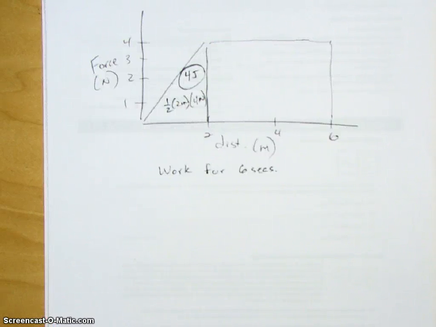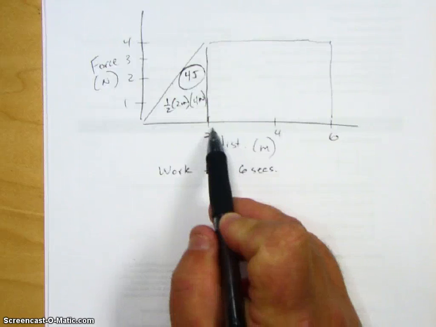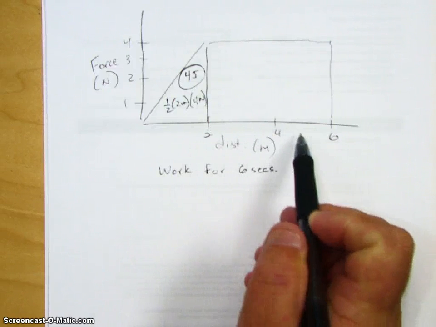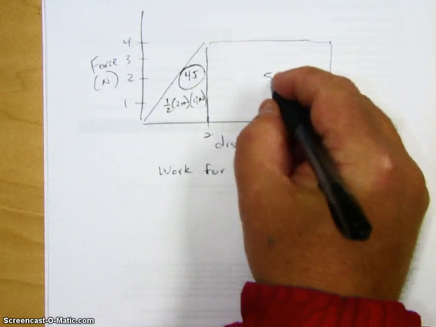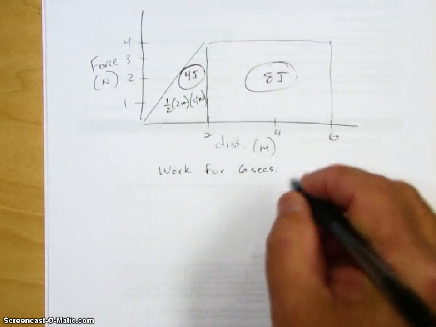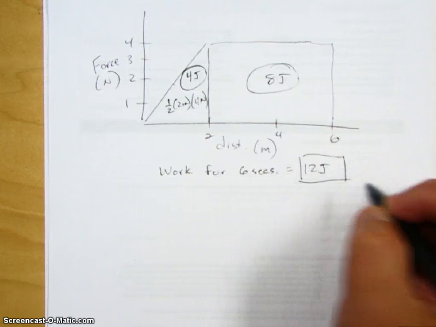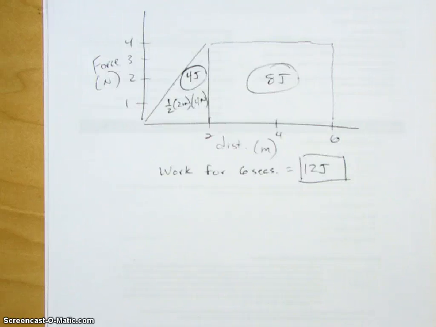work. If I know how much work we did right there, we also know how much energy it gained, and more on that later. Now, in the next case, I'm going to have a rectangle, which is simply going to be 4 meters times 4 newtons, and this is 16 joules. So the total amount of work I did was 12 joules. The amount of energy the object gained was 12 joules.